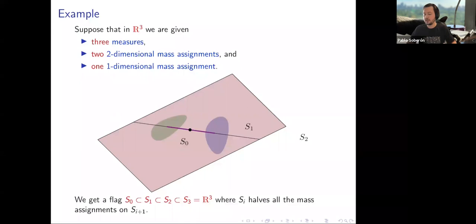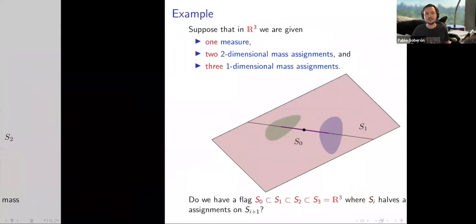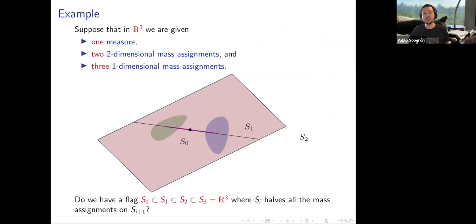So what happens if I now permute those numbers? I give you now one measure in dimension 3, two measures that are two-dimensional mass assignments, and three one-dimensional mass assignments. So S2 is easy to find. S1, the line halving the two-dimensional mass assignments, is easy to find. But now we have three measures on this line. And that's much more than we usually are able to do.